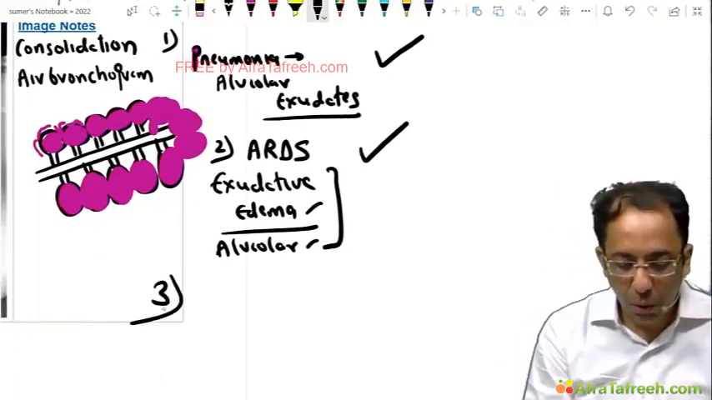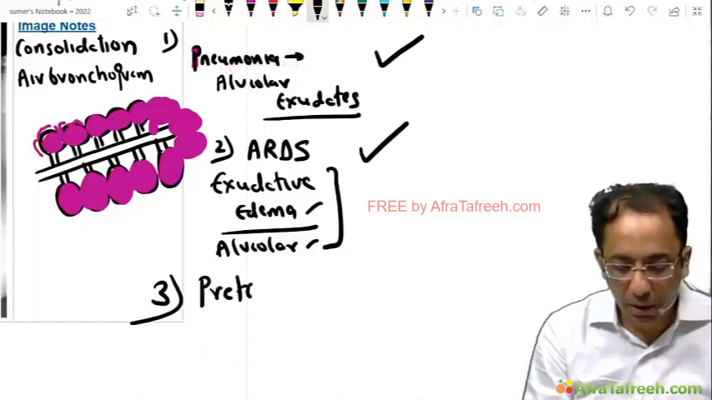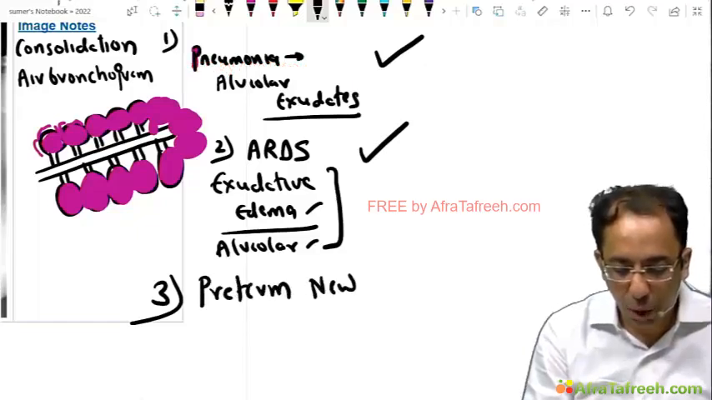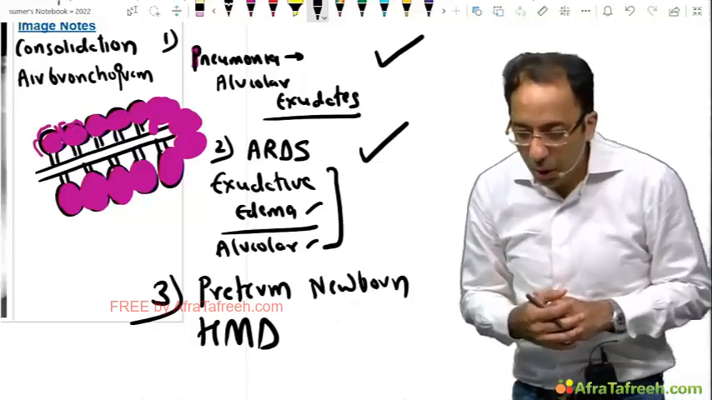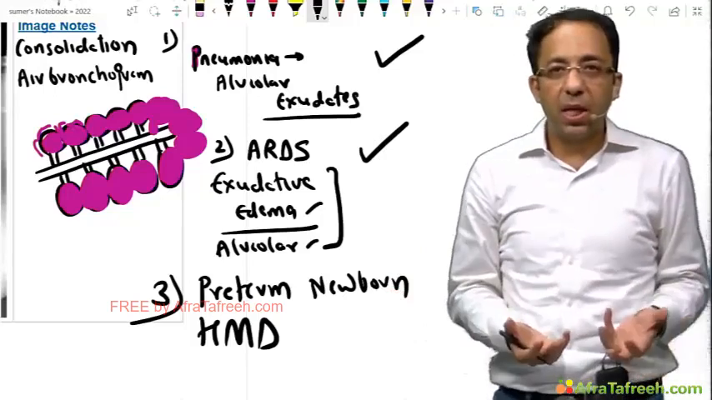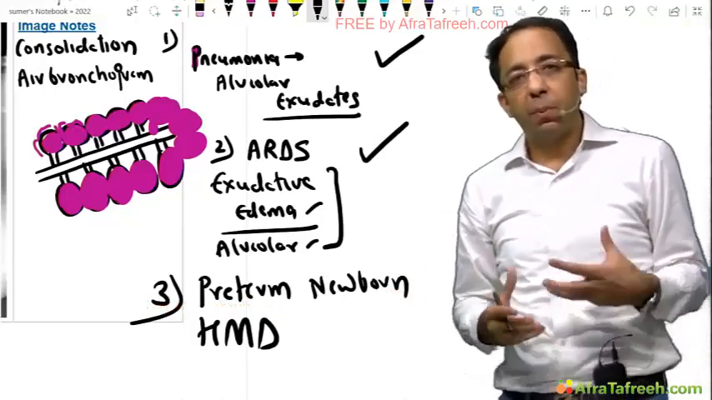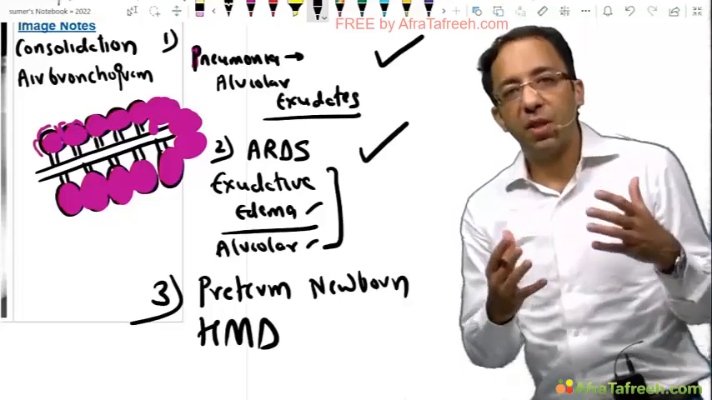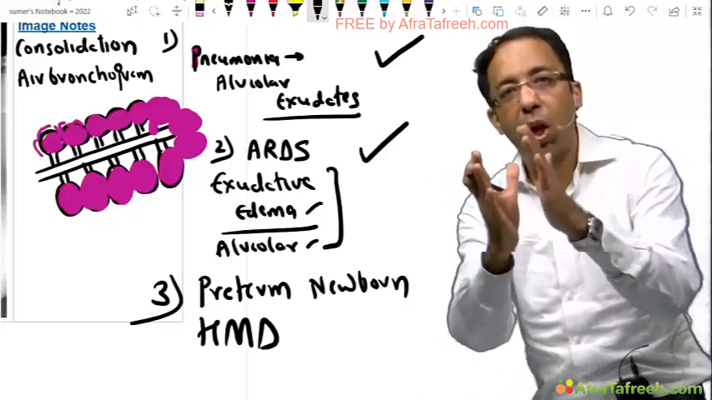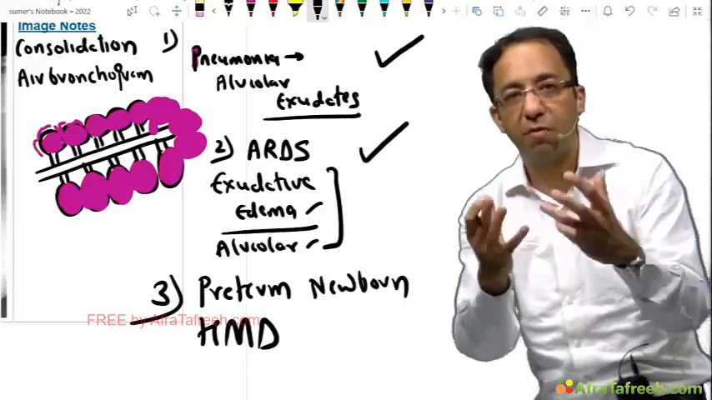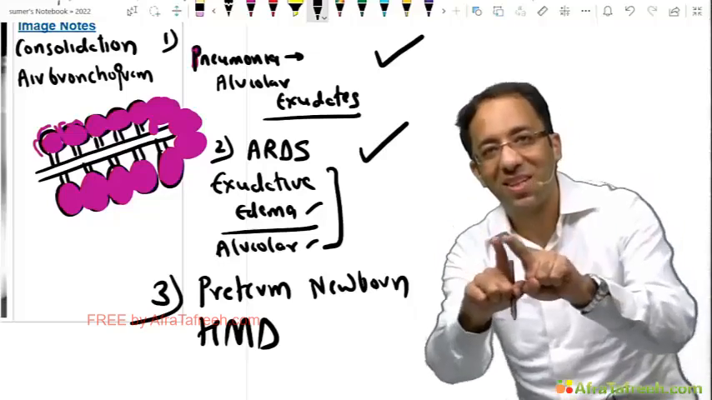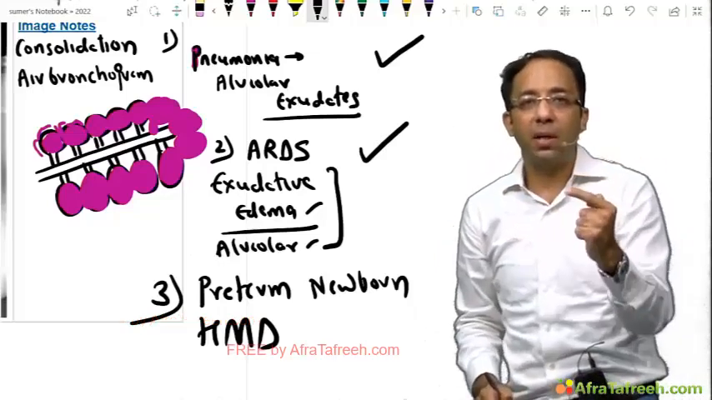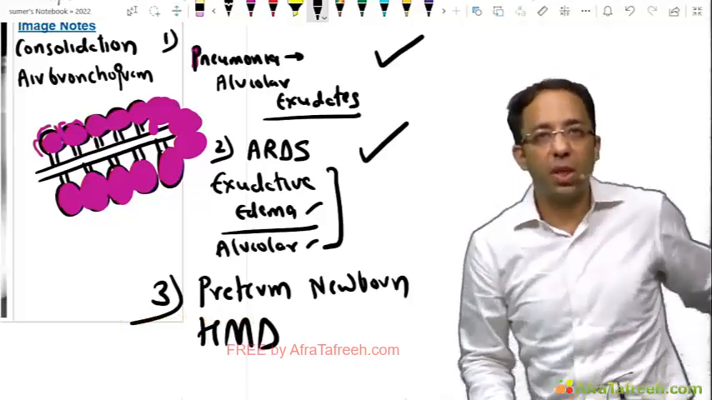Third reason for air bronchogram is in a preterm newborn, hyaline membrane disease. Hyaline membrane disease, that you will read about gradually in your pediatrics class also. If you have a preterm baby, there will be a lack of surfactant, and the alveoli will collapse because of the surface tension. So alveoli will collapse, but the bronchus is cartilaginous. So the bronchus will remain patent because it is cartilaginous, so you will see air bronchogram.